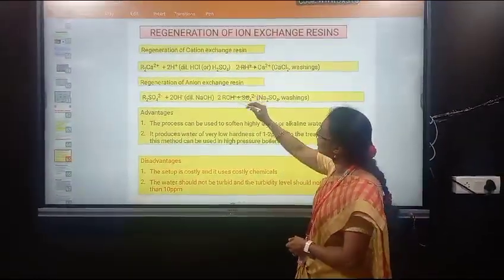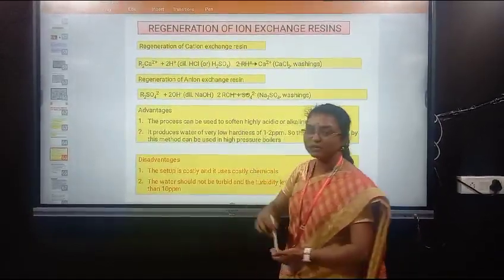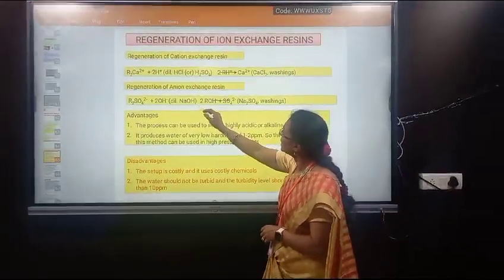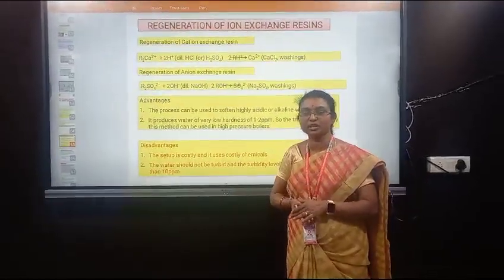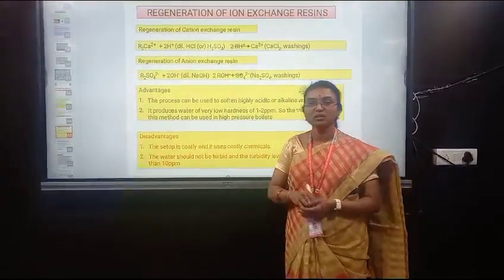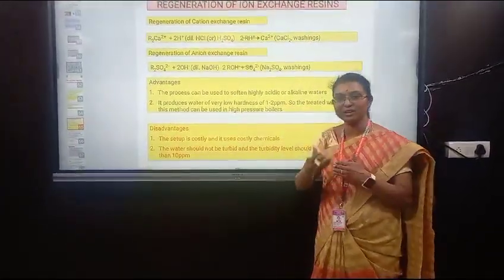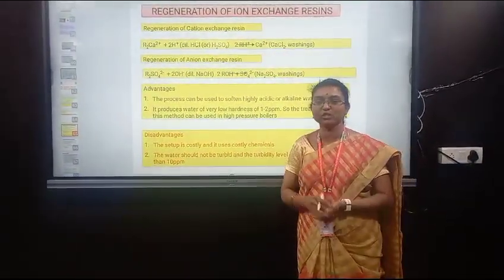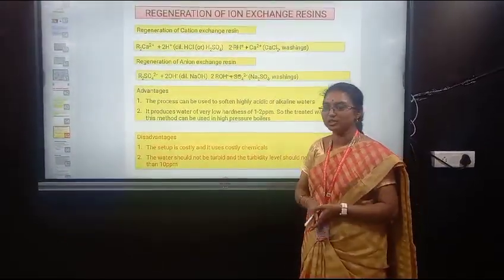And for the anion exchange resin, the used anion exchange resin is treated with dilute NaOH solution. It reacts with the NaOH solution, and the sulfate ions or chloride ions that occupied the resin are replaced by OH- ions, and finally we get ROH, the general formula of the anion exchange resin. So our anion exchange resin is regenerated now. These two resins, the cation and anion exchange resins, we can use for further working process.